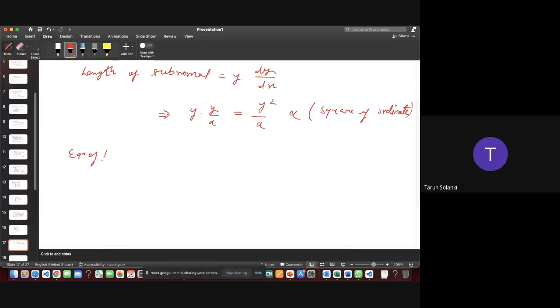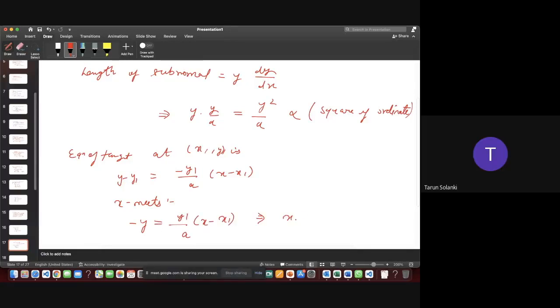Next, equation of tangent. Equation of tangent at x1 and y1 is y minus y1 is equals to minus y1 by a times x minus x1. This means x meets, minus y is equals to y1 by a times x minus x1. That is x is equals to x1 minus a. Right?